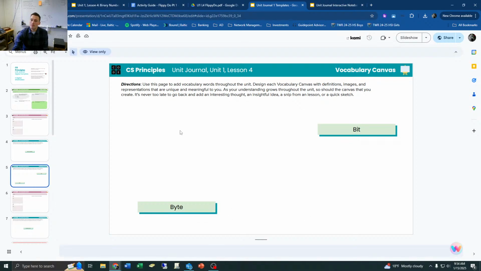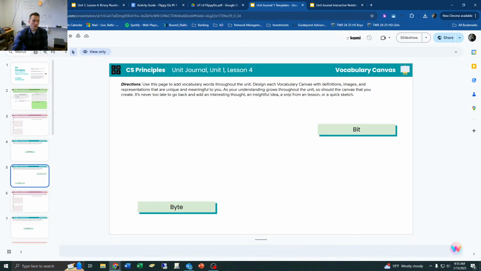So we're just going to add those in, and then maybe at the end of the unit, we'll take this vocabulary canvas and we can cut these out, or create a journal that's got several vocab items in there that we can make into a vocabulary canvas. That's what we're doing with our interactive notebooks. Each student should go into code.org and do their check for understanding Flippy-Do assessments on there.